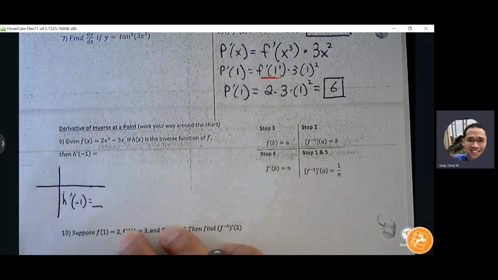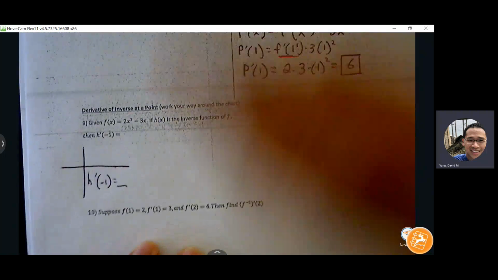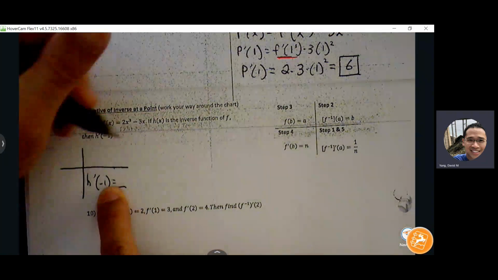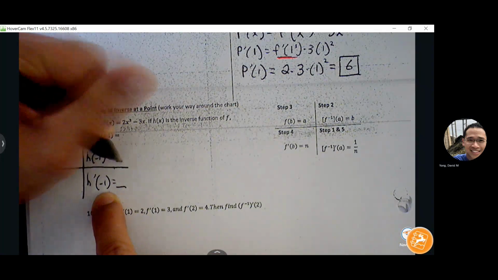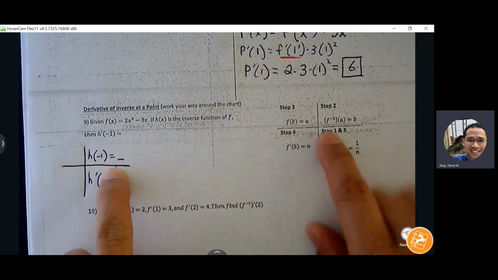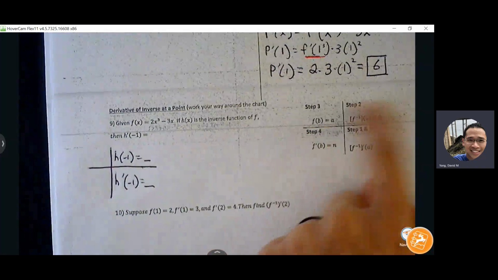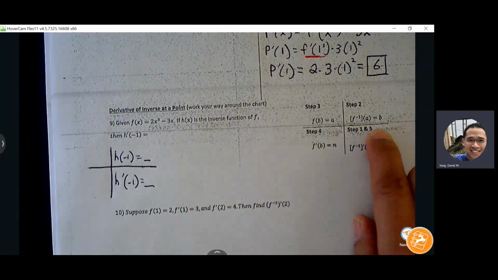Okay, so that's the unknown. I don't know what H prime of -1 is, but I do know that -1 is the X value of my H function. So I'm just going to go ahead and put my ordered pair information on the first row. And so that's my step 2.